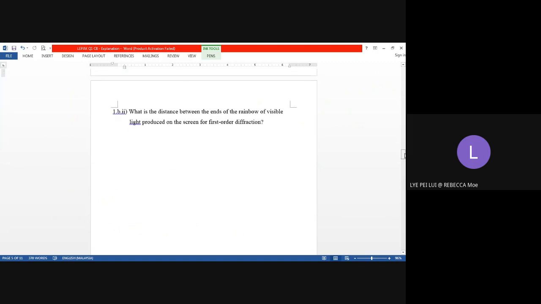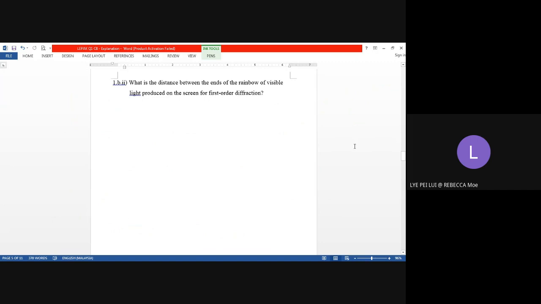All right, so we continue for our 1b. What's the distance between the ends of the rainbow of visible light produced on the screen for the first order diffraction? Okay, this one you have to use trigonometry, tangent.